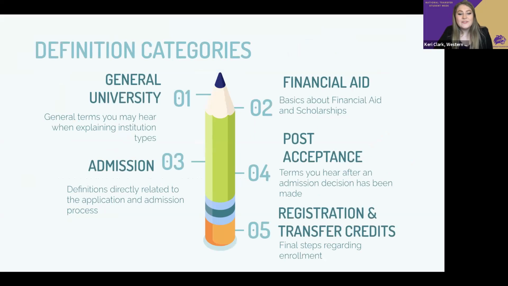Alrighty. Moving on to kind of the organization of how this presentation is going to go. I've broken it up into 5 different categories just for ease of flowing. We're going to cover general university terms, just terms you'll hear when explaining institution types, financial aid, kind of the basics about financial aid and scholarship opportunities, admissions, those definitions directly linked to the admissions and application process. And then we've got the post-acceptance terms that you'll hear after an admission decision has been made. And then finally, your final steps regarding enrollment and registration concerning transferable credits.